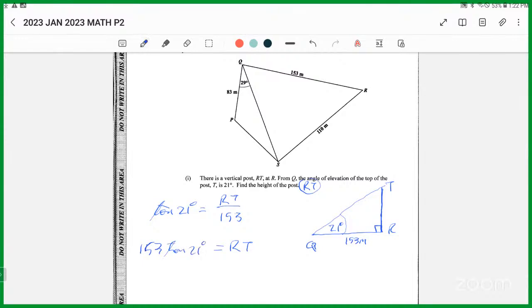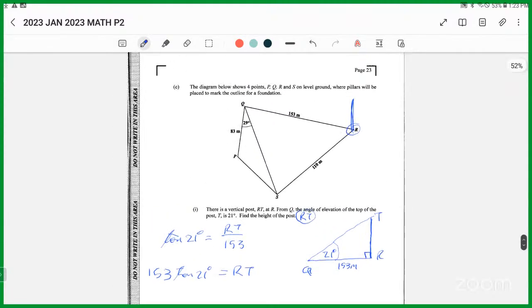Do you understand the diagram? Very good. They put a vertical post, but this is looking at it from above, from the sky. What I've done is draw an elevation view over here so you can see. Right here is where they put the vertical pole, and then you have the angle of elevation looking up, 21 degrees.